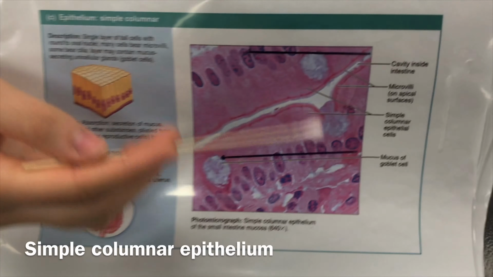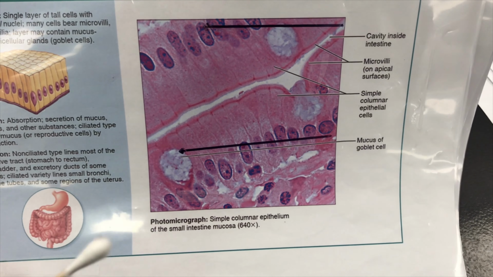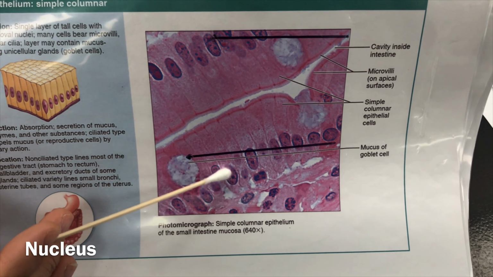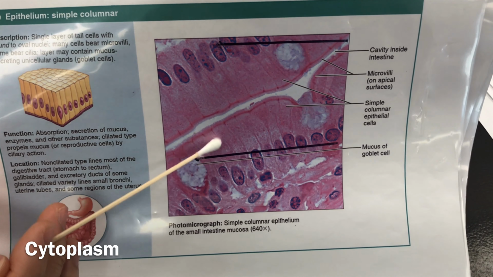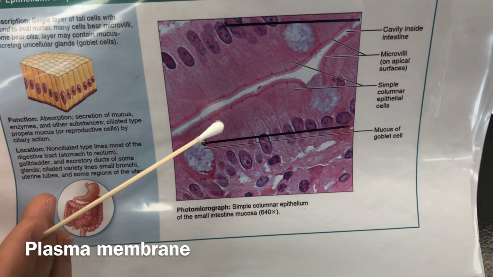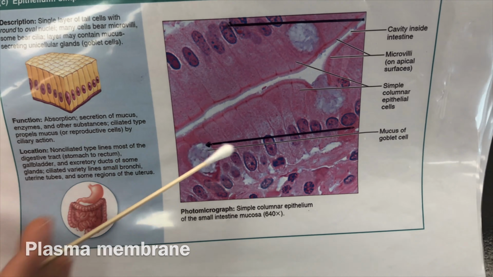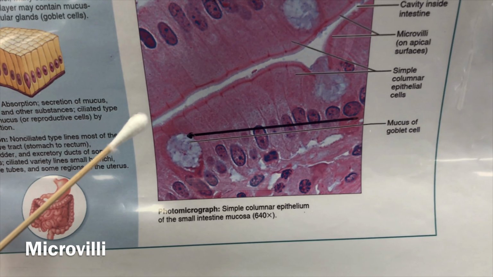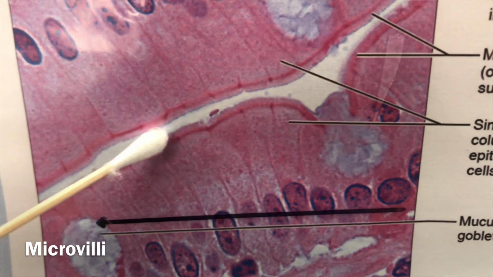Alright, next we have your simple columnar epithelium, which is on this page right here. You can see it's a single layer of these column-shaped cells. What you need to label on here is your nucleus, which is this dark spot right here; your cytoplasm, which is essentially all the other space within the cell, remember, that's the fluid of the cell; your plasma membrane, remember, that's the outer covering of the cell, which you can see on the outer edge; and your microvilli, which would essentially just be lining the border of the cells.